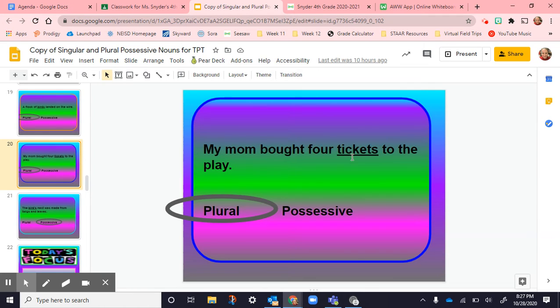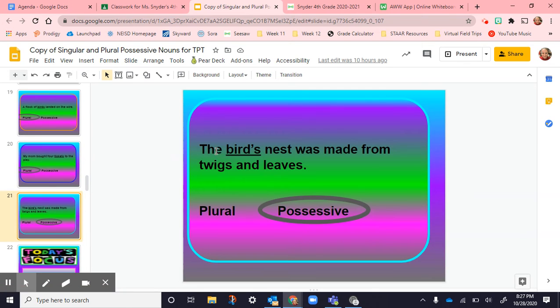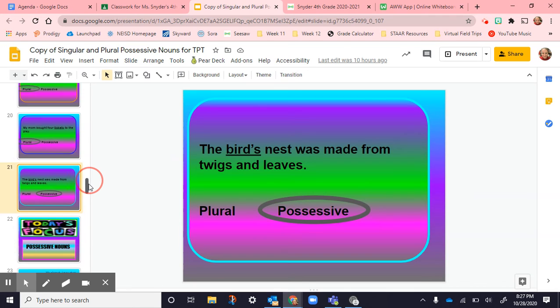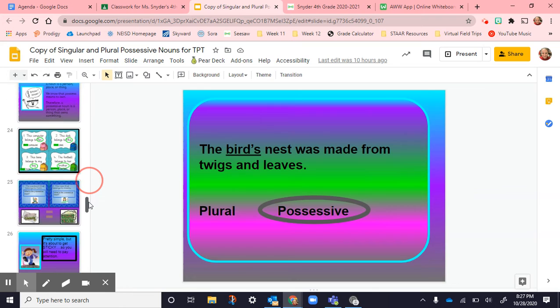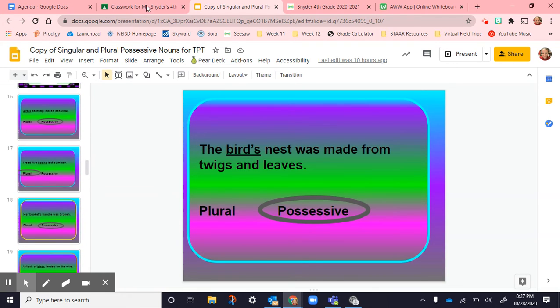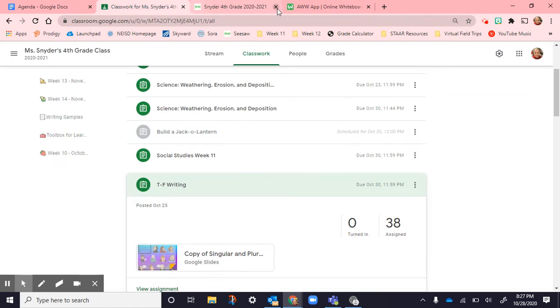My mom bought 4 tickets to the play. It's talking about more than one ticket, so that's a plural. Here, again, the word that follows doesn't belong to that word ticket, so that doesn't make sense. The bird's nest was made from twigs and leaves. Nest belongs to the bird. So it's the bird's nest. That's possessive. So we stop there. We'll continue more tomorrow with that.